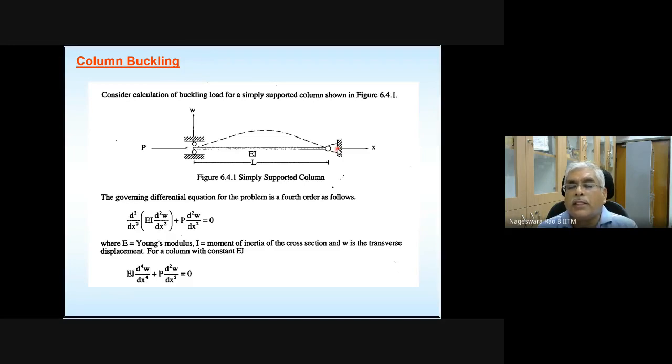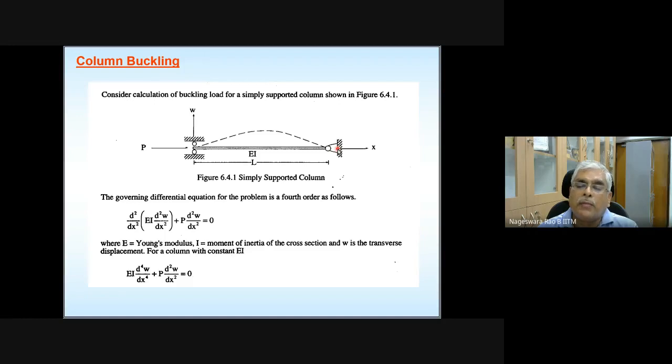You should be able to answer this. Moment is going to be 0 at both ends. What do you mean by moment? Moment is nothing but EI times the second derivative of transverse displacement with respect to x, or EI times curvature. EI times curvature is your moment.